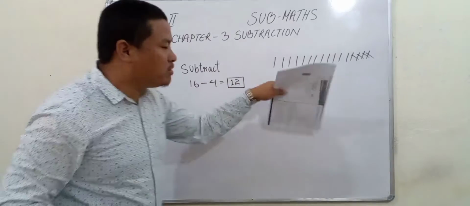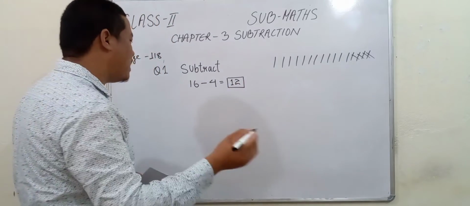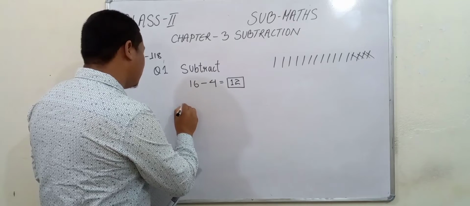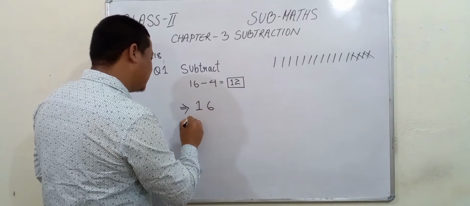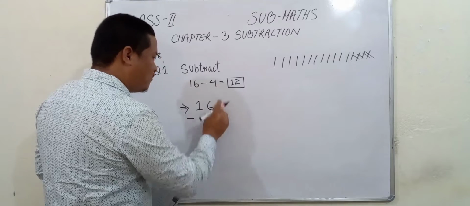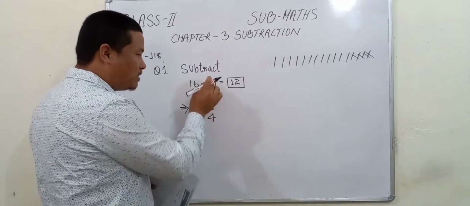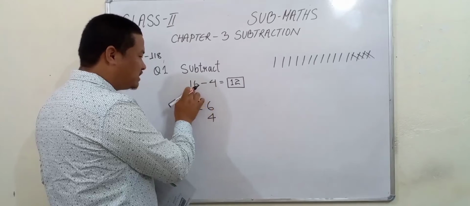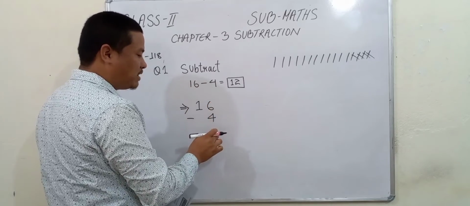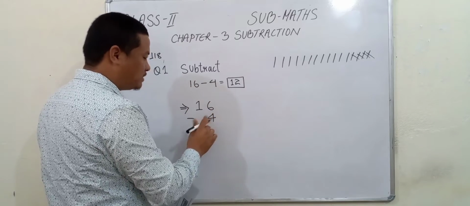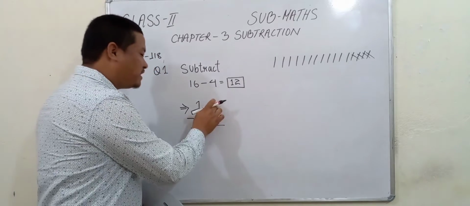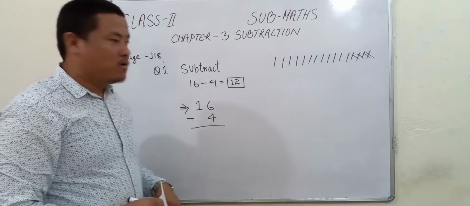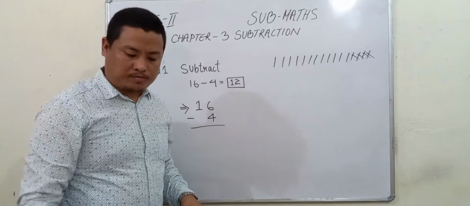In this way also you can do, or otherwise you can write like this: 16 minus 4. 4 means a single number is always in ones place. In 16, 6 is in ones place. So ones place, ones place. We have to write it nicely. Now from 6 you have to minus 4.